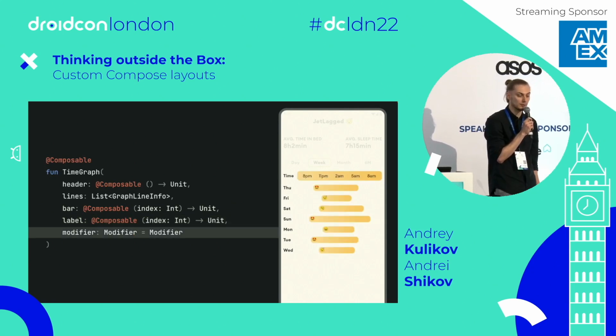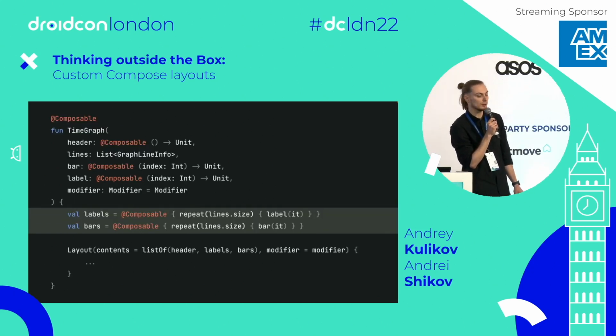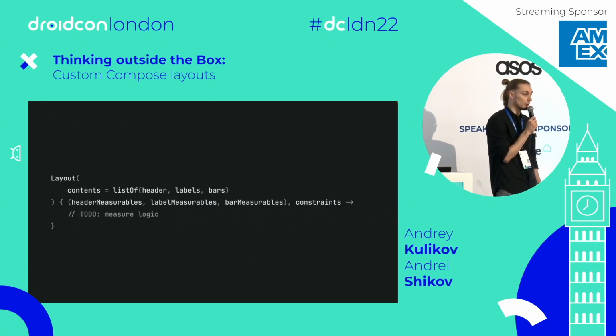Then we have modifiers, because every custom layout needs to accept this parameter. Inside the implementation, we will prepare the content lambdas. For labels and bars, they will combine all of the labels for each line. Then we will pass it into the Layout composable. But note that we are using another overload here. That overload accepts a list of content lambdas instead of just one, and it also gives you a list of measurables. Here we have separate measurables for each slot. This basically allows us to have a clear mapping between the slot and the measurables the slot provides to you.